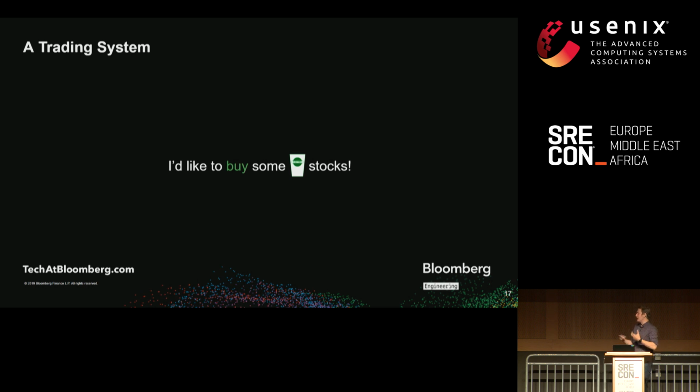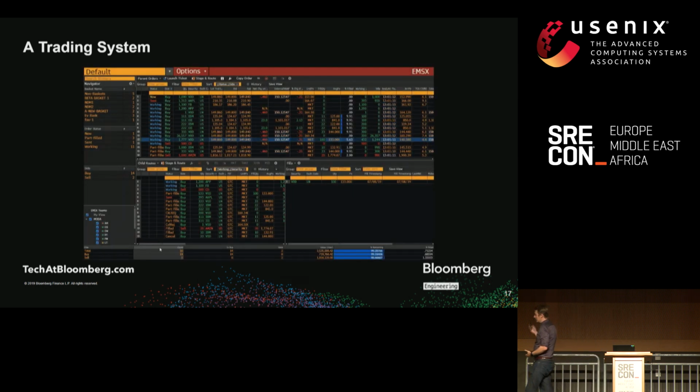But what if you're trading thousands or hundreds of different stocks a day? Well, at that point, you need a trading application. And this is what they look like.